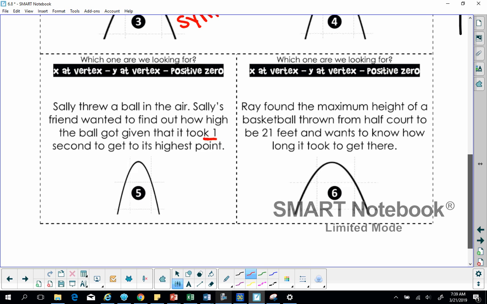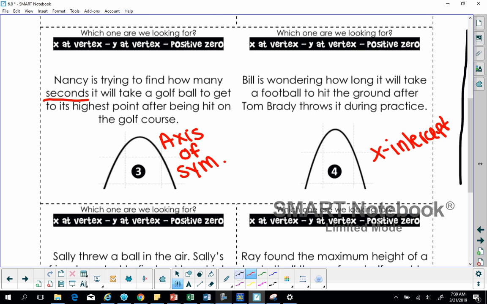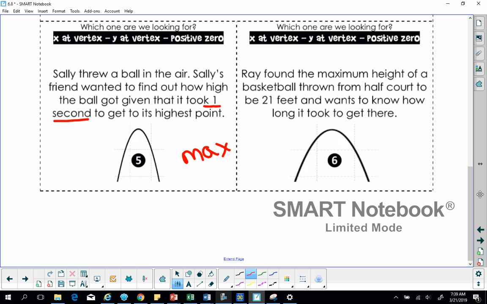Axis of symmetry would be your 1 second. Anyone want to help her out? Right, your max. So it's the y coordinate. So your x coordinate of your axis of symmetry is 1 second. But if they want to find the highest point, that would be your max. And then last one, Yaslin.